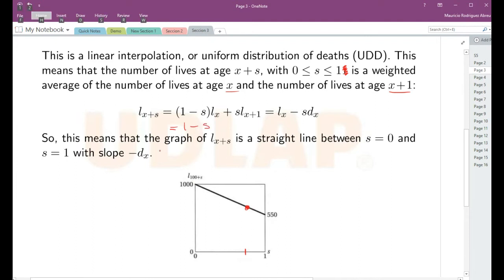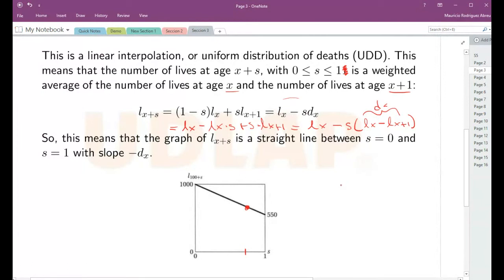So if we work with this expression, what we have at the end is... sorry, it's not a 1. It would be l_x, then l_x times s, then s times l_(x+1). So from here we have this l_x by itself, and then the common factor is s, and we will have l_x minus l_(x+1), which is defined as d_x, right? So that is the reason we have this expression right here.